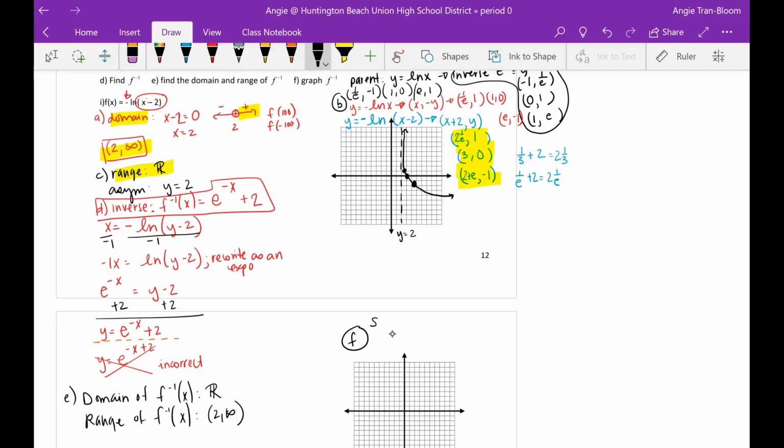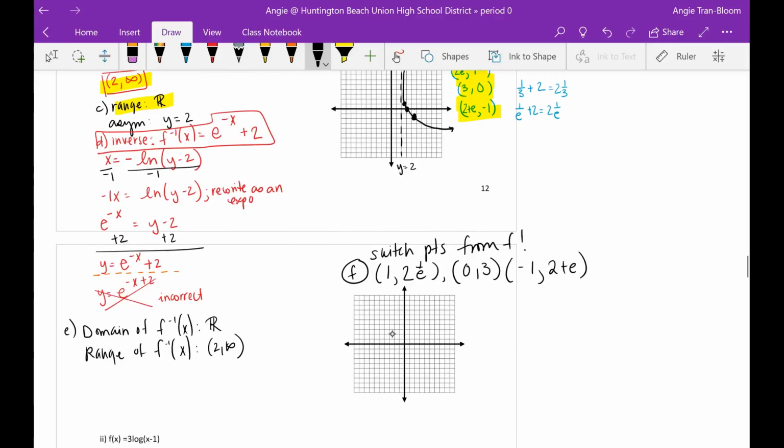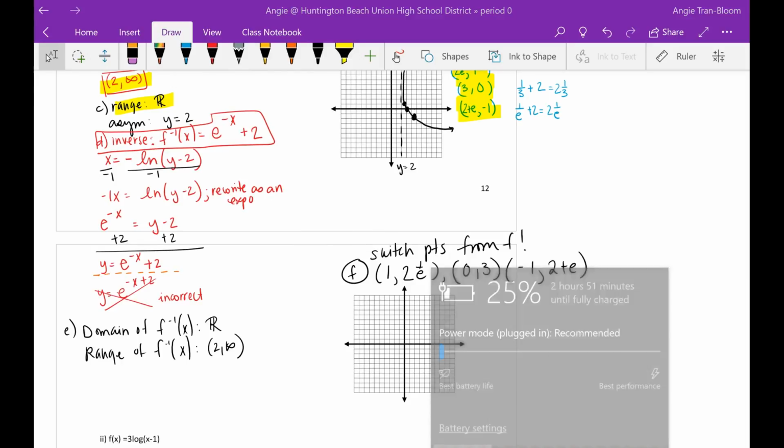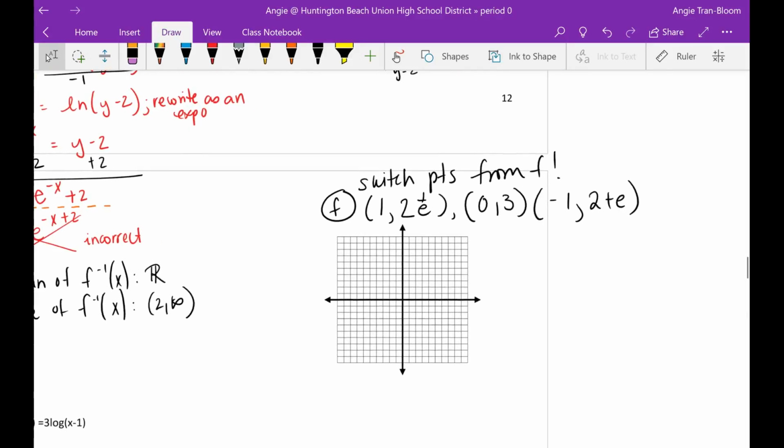All I do is switch points from F. You're right. So F was 2 and 1 over e comma 1. So now I have 1 comma 2 and 1 over e. Voila, right? And then 0 comma 3 and negative 1 and 2 plus e. I used to have an asymptote, y equals 2. Now I should have an asymptote of x equals 2.